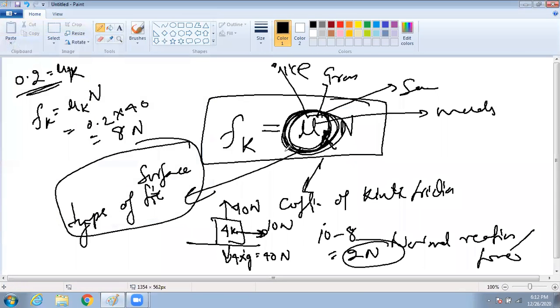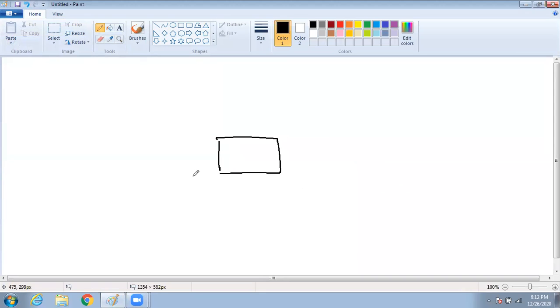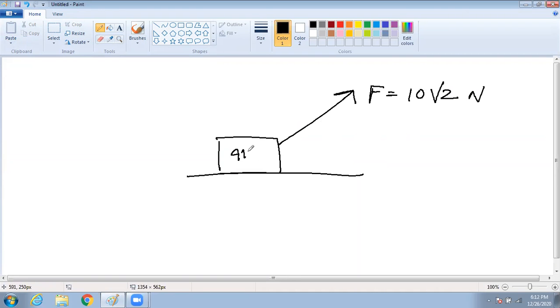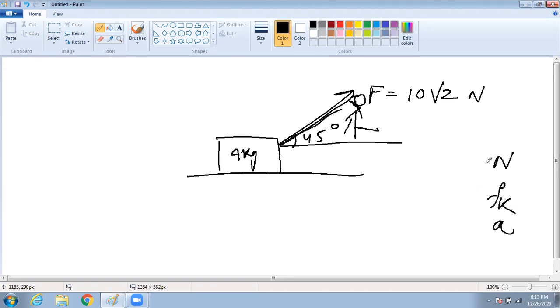So let us go to the next problem. You have an object here. I am not pulling horizontally, I am pulling at an angle. F is equal to 10 root 2 Newton. Same 4 kg. At 45 degrees. Like a man standing, holding like this and pulling like this. You have to find N, you have to find Fk, and you have to find a.